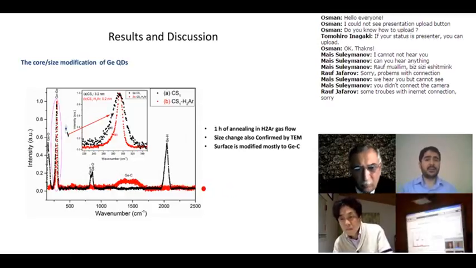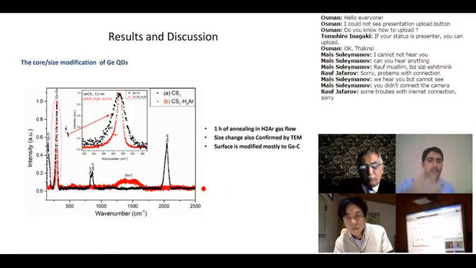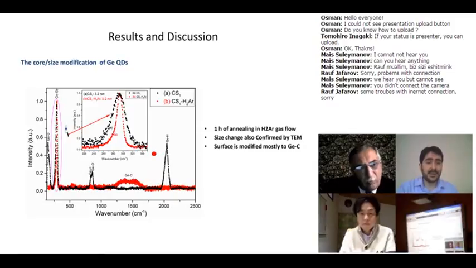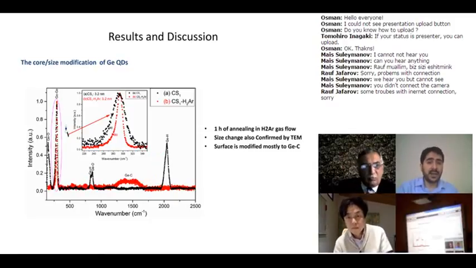Okay, after that, I showed that I'm able to change the particle size and also the surface of the particle by annealing the particles. It's after 1 hour of annealing in hydrogen argon gas flow. The red one is the annealed sample, and the black one is the prepared sample.